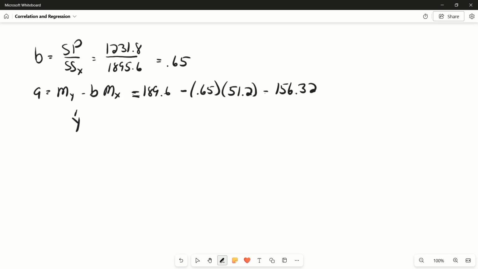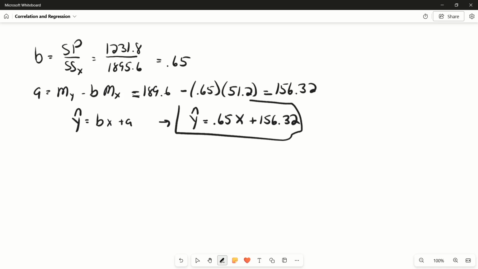And my prediction line then becomes bx plus a. So that translates to y hat, predicted y, equals 0.65 times x plus 156.32. And there's my regression line. Now I can put that back into the scatter plot and draw in the regression line.